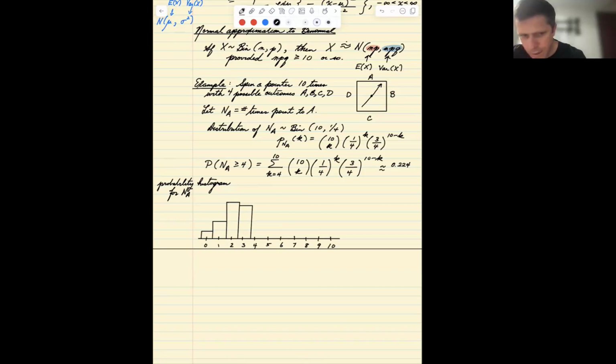We'll explain why this is. These aren't necessarily drawn to scale, but giving you the idea that the binomial with 10 trials and probability a quarter looks something kind of like this.